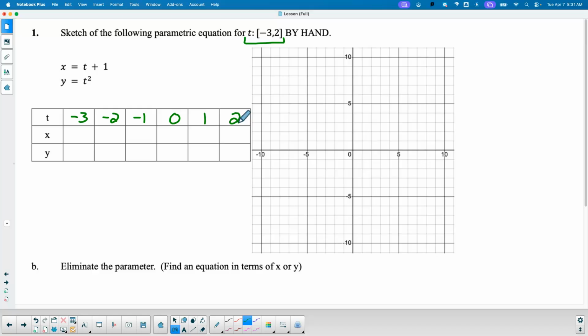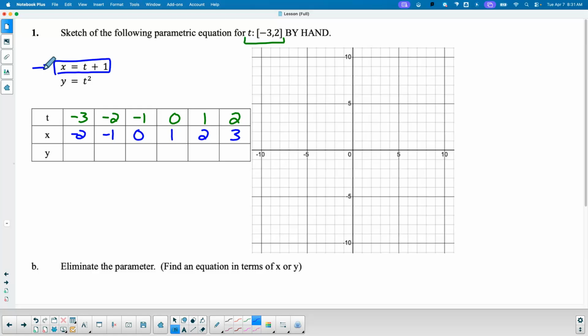Okay? If I plug them into the x function, -3 plus 1 is -2. -2 plus 1 is -1. -1 plus 1 is 0. 0 plus 1 is 1. 1 plus 1 is 2. 2 plus 1 is 3. So I plugged these green t values into this blue equation for x and got out my x values.